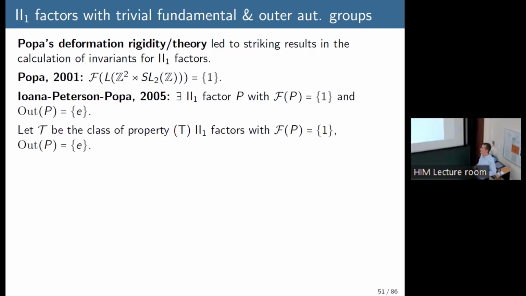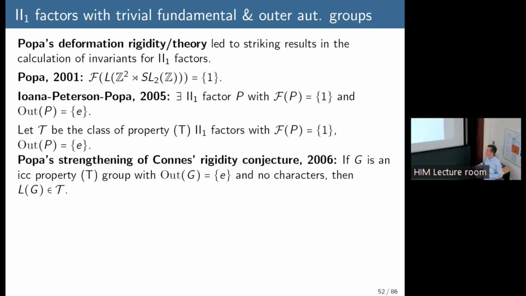And how we can also contrast our result with all this is by the following. If we denote by T the class of II_1 factors with property T, with trivial fundamental group and trivial Out. We can look to the Popa strong rigidity conjecture, which includes already Connes's conjecture. A particular case of this conjecture says that if G is an ICC property T group with trivial Out and no characters, then L(G) will have fundamental group trivial and Out trivial, and therefore L(G) will be a II_1 factor in this class T.